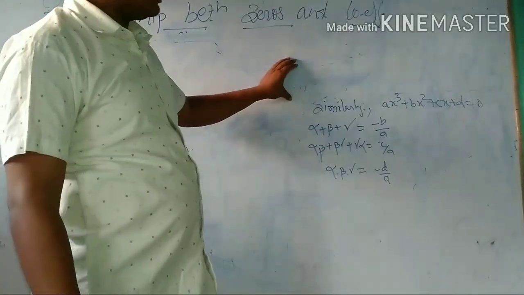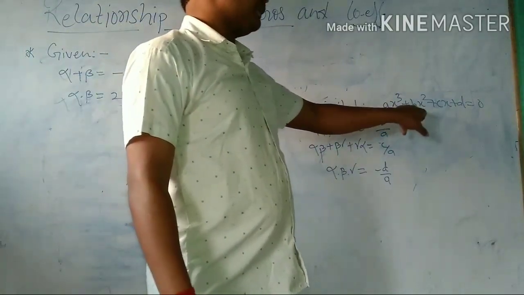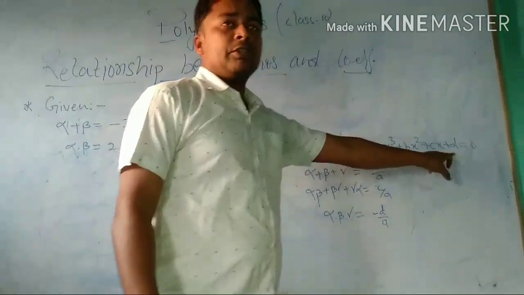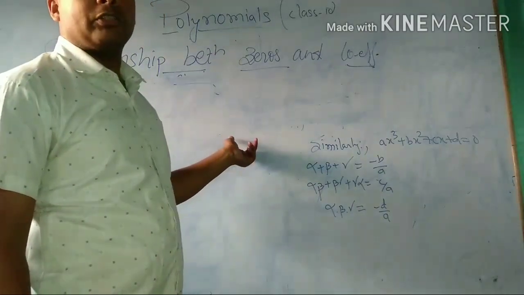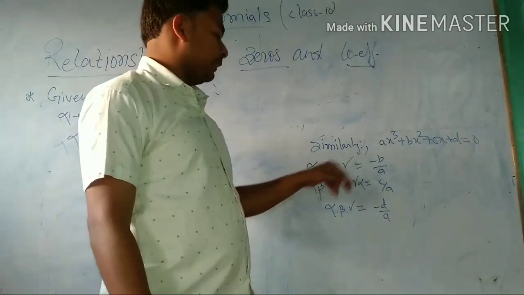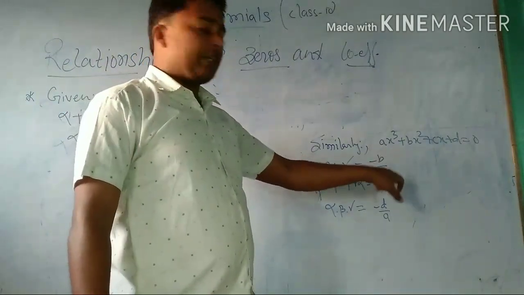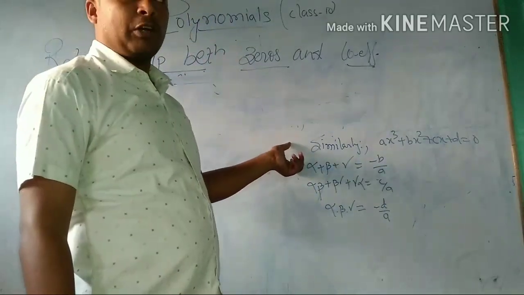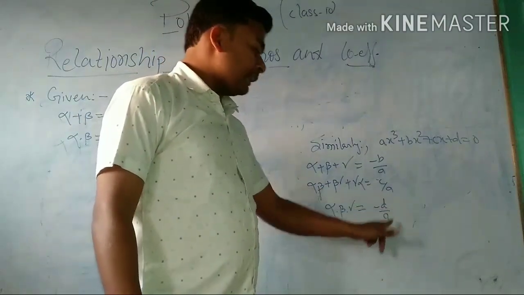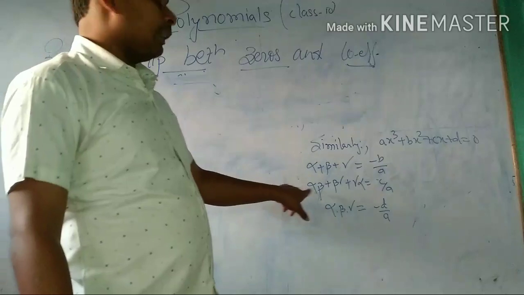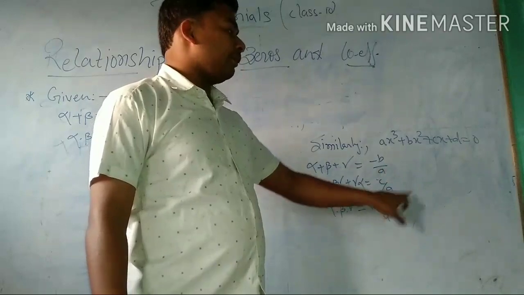For the cubic polynomial, the standard form is ax cube plus bx square plus cx plus d equal to 0. We can find out with the help of taking the three zeros of the cubic polynomial as alpha, beta and gamma. Then we will finally come to this result: alpha plus beta plus gamma is equal to minus b upon a, that is the sum of the zeros. And the last one is the product of the zeros, alpha into beta into gamma is equal to minus d upon a, whereas there is one more term, alpha into beta plus beta into gamma plus gamma into alpha is equal to c upon a.